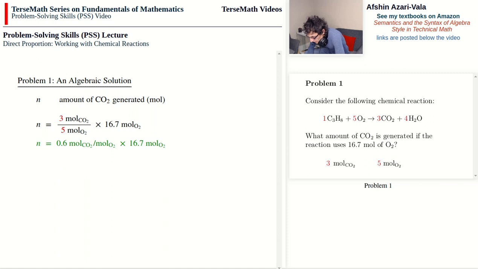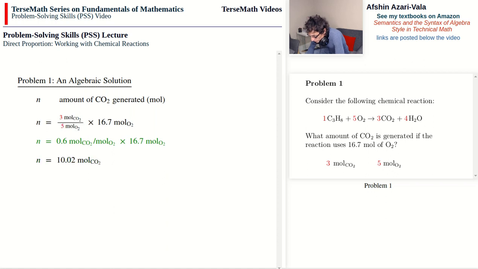Okay, so now we do the multiplications and divisions. 3 divided by 5 multiplied by 16.7, and we come up with 10.02 moles of CO2, and therefore the reaction generated 10.02 moles of CO2.